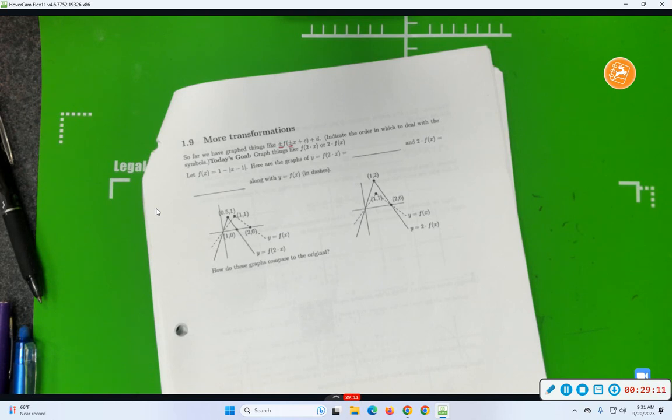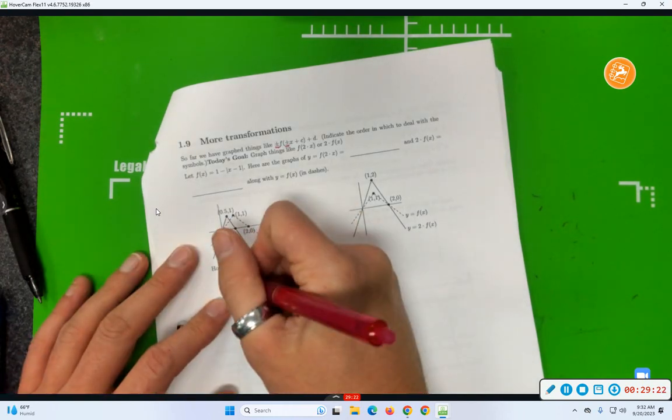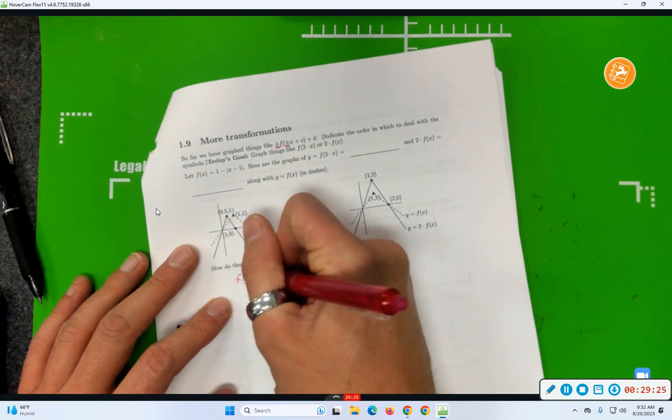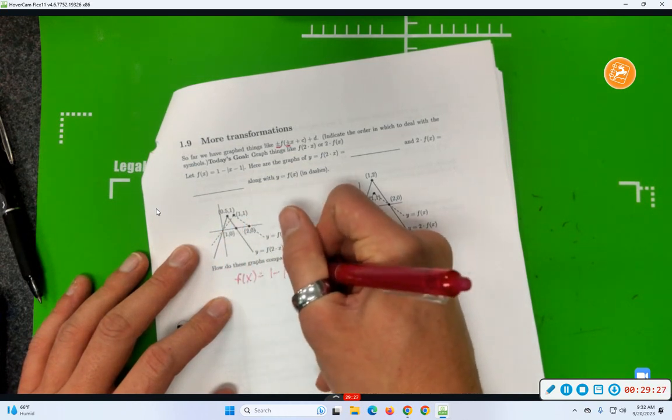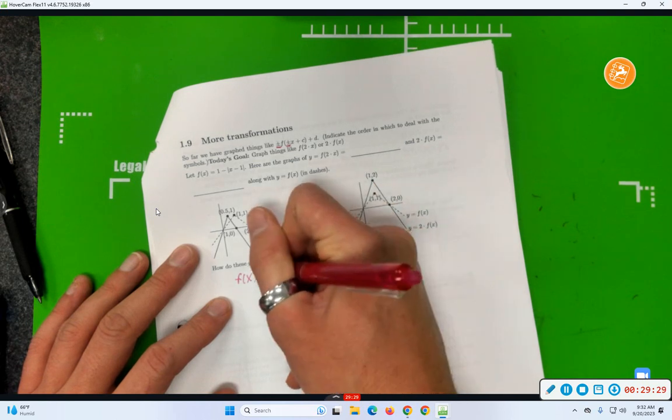And you know what? Let's try to figure it out, in fact, by doing computer-based graphing. So let's take this function. Here's the function f of x equals 1 minus absolute value of x minus 1. And it doesn't matter that that's what the function is.